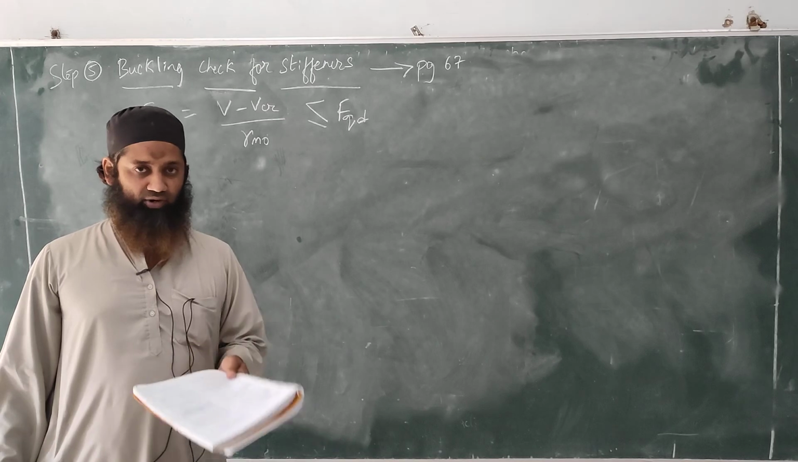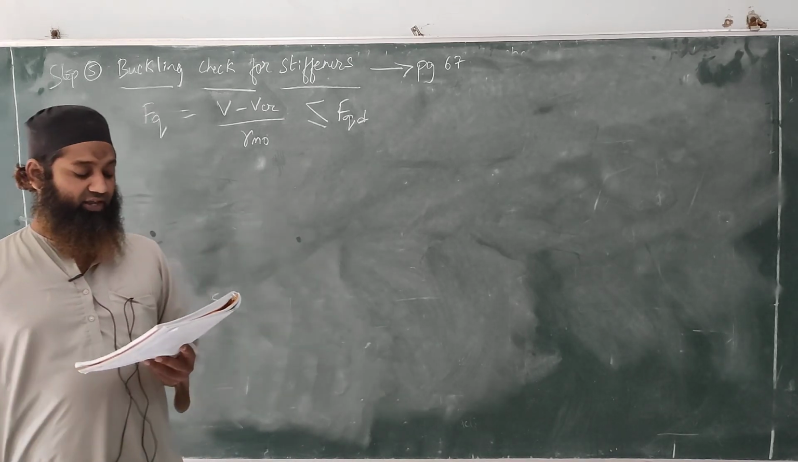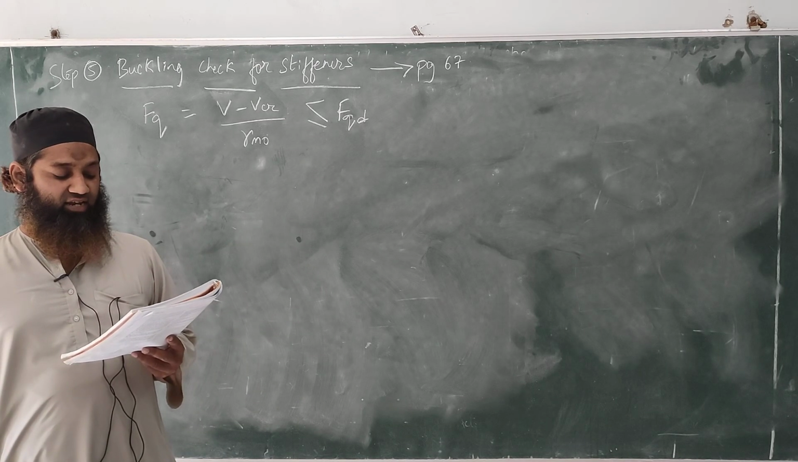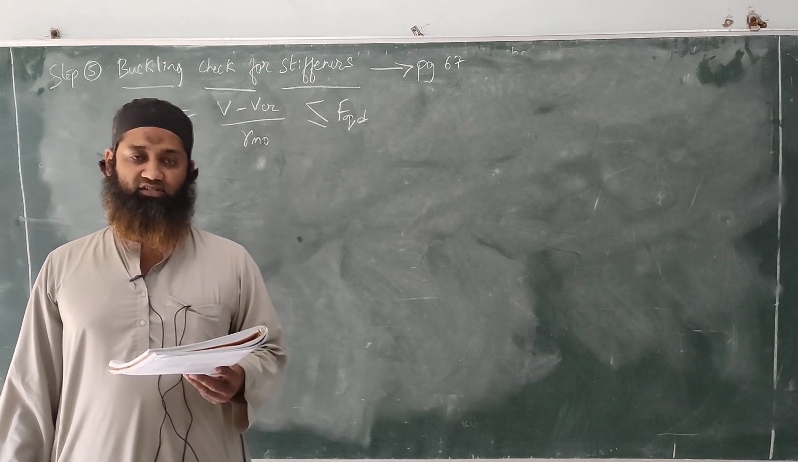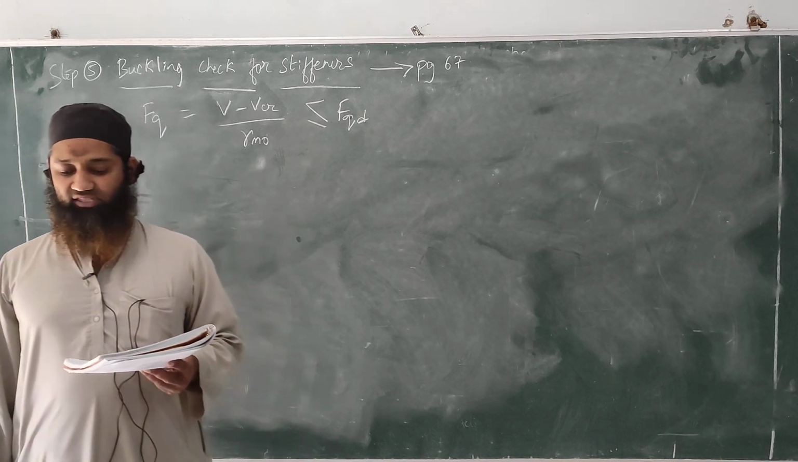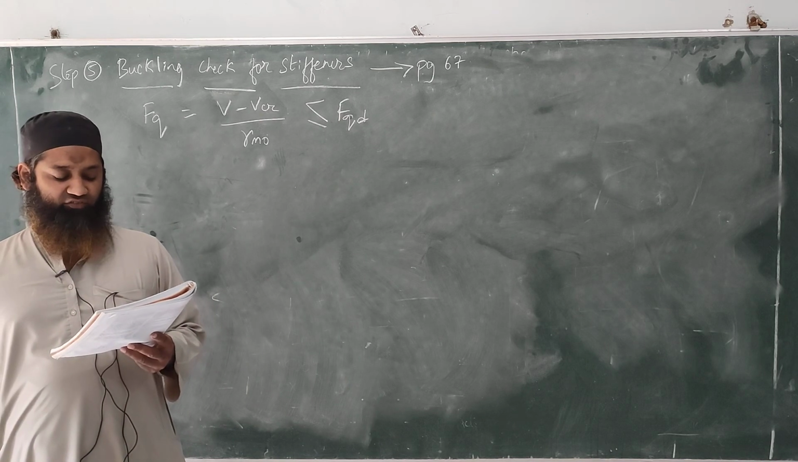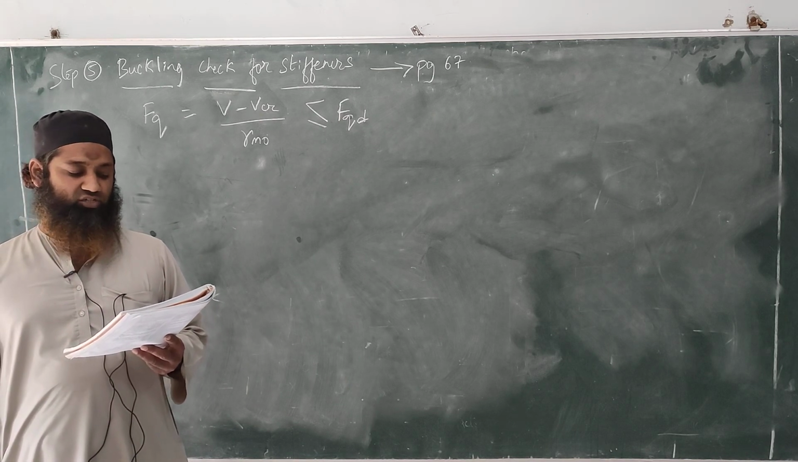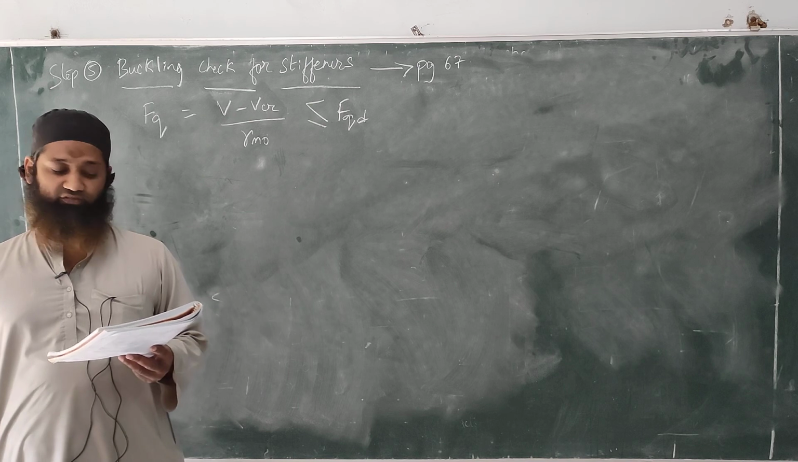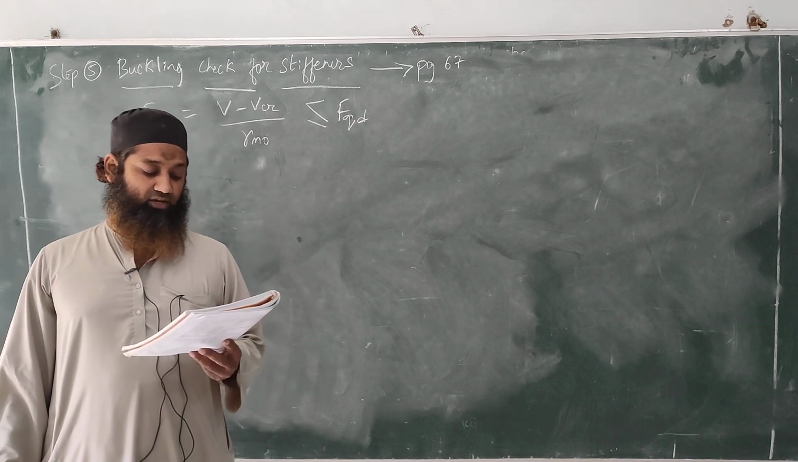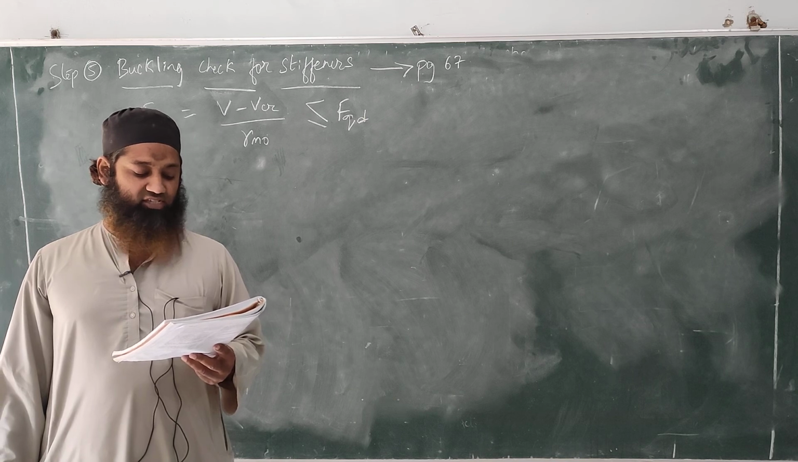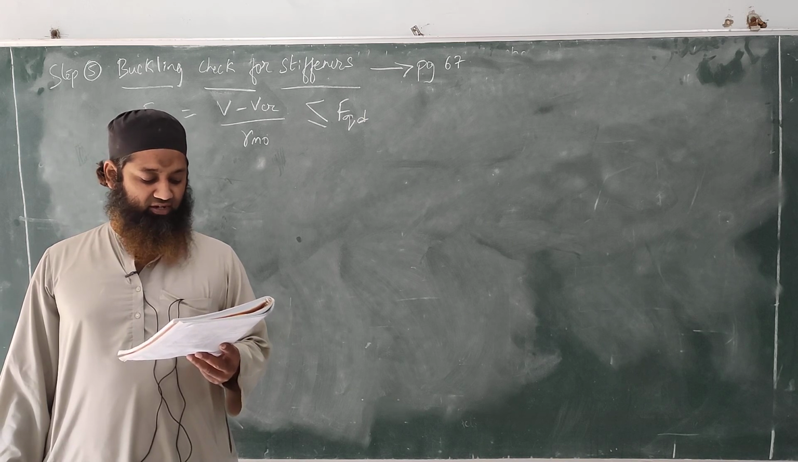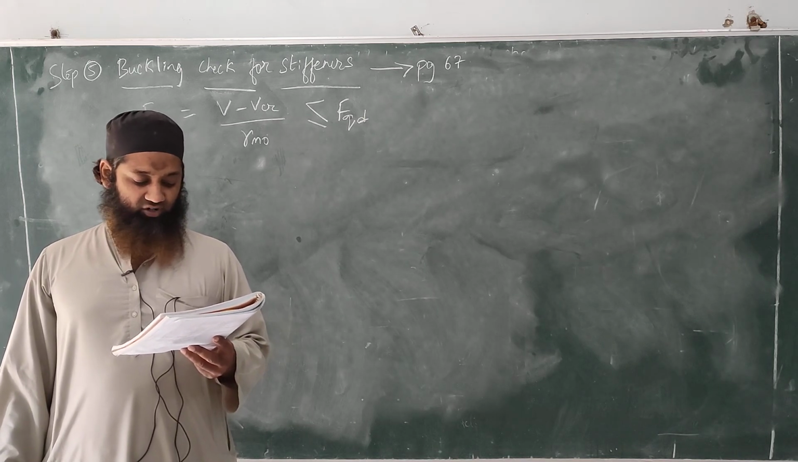We'll just calculate all these things separately. FQD, this is the design resistance of the intermediate stiffener. We'll find out what this FQD is, and what V is, the factored shear force adjacent to the stiffener. This V is the factored shear force. VCR is the shear buckling resistance of the web panel designed without using tension field action. So all this has been given here. Let us see what FQD is.